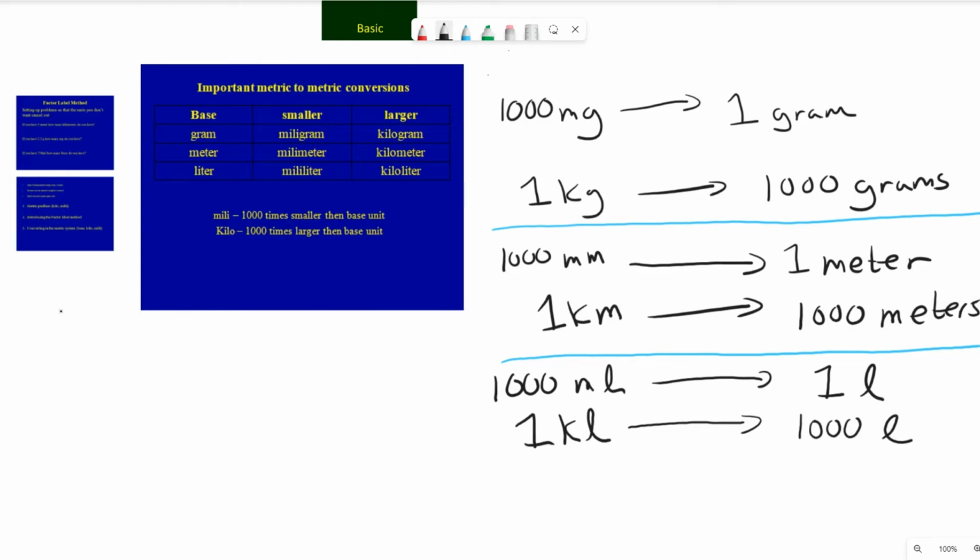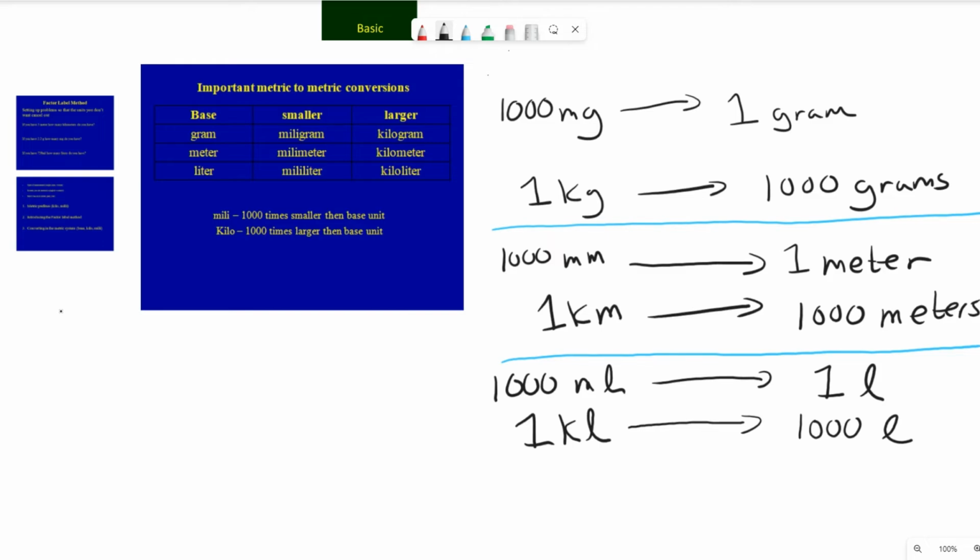So for all of these, you can see that it's a 1,000 to 1 ratio. It's either getting 1,000 times larger, the kilometer is 1,000 times larger than the base unit, and milli is 1,000 times smaller than the base unit. So it's always going to be a 1,000 to 1 ratio. And we'll see how we can use that when we're working with the factor label method.